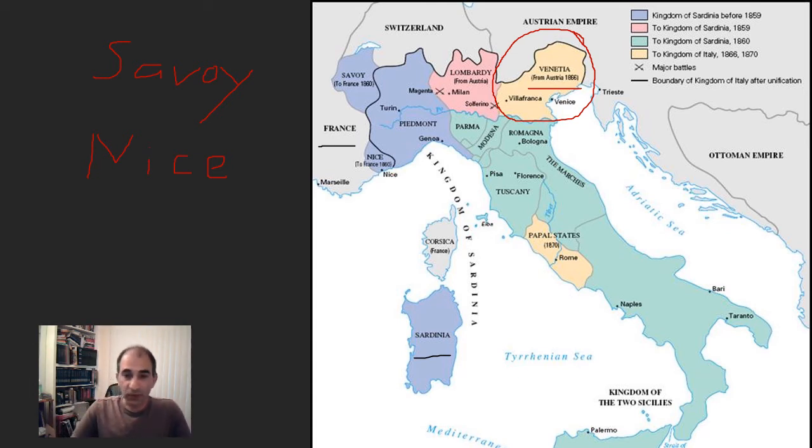So again, first step is building up your military. Second step is forming an alliance with Napoleon III. You give up Nice and Savoy. He helps you get Lombardy. Third step is a lot of these independent states you see in green on this map, they agree to join the Kingdom of Piedmont. Fourth step, by 1866, they're all kind of together. They have enough strength. They take on Austria, and they convince Austria to just give up on Venetia. And so by the time we get to about 1866, everything you see on this map here is pretty much under the Kingdom of Piedmont.